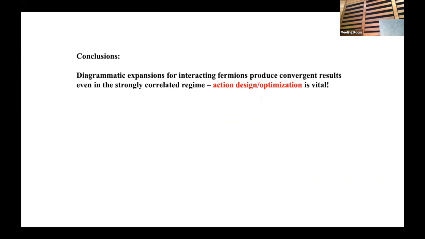That's a very simple conclusion: yes, diagrammatically you can solve the problem. But in the strongly correlated regime, you probably have to work pretty hard to understand how to design and optimize your effective action. But now I think we're switching from art to semi-engineering. There are some semi-automatic procedures which can be applied to make sure that your expansion always converges.